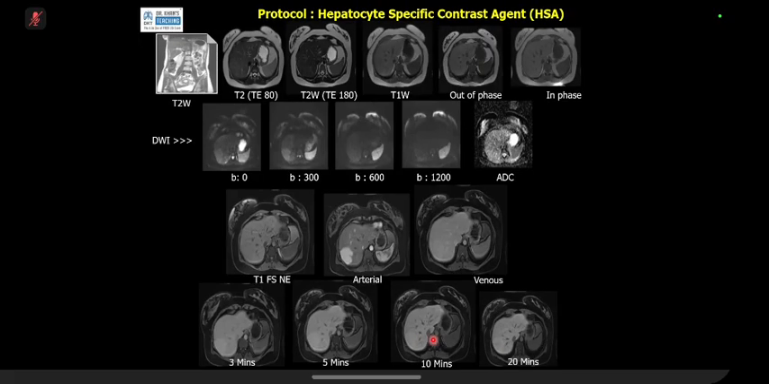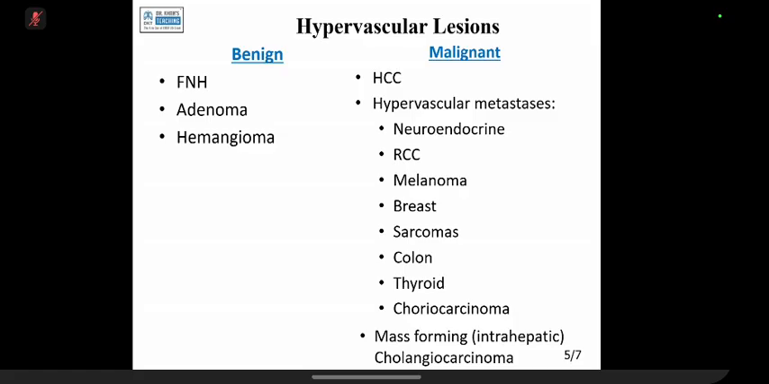So in hepatobiliary imaging, take a picture once again. With the hepatocyte specific contrast agent, the only difference is that you add a 20-minute delay. In 20 minutes, the hepatocytes excrete the contrast, and you want to catch that. So take a picture once again, very important for your exam. Benign versus malignant: in our exams, this is what we ask.